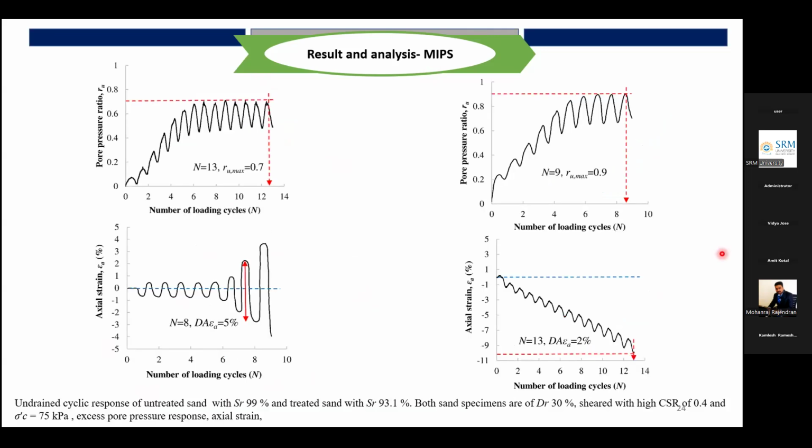Coming to the second criteria, strain. Now the strain has been measured. What you are seeing is with respect to number of cycles, the pore pressure ratio RU. The RU value has reached close to 0.7, at numbers close to 13.